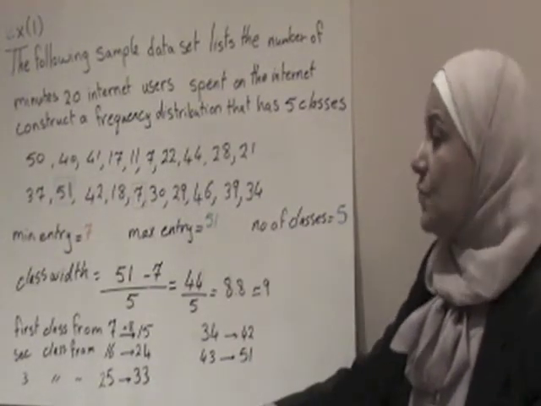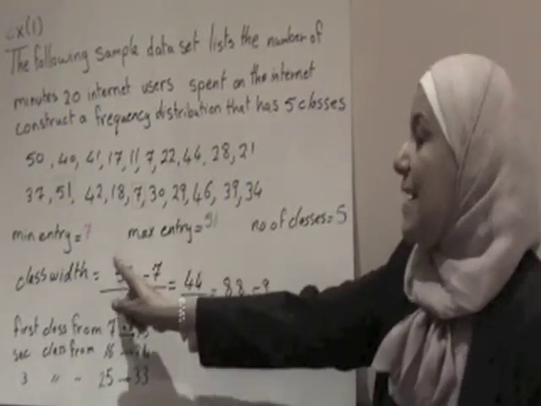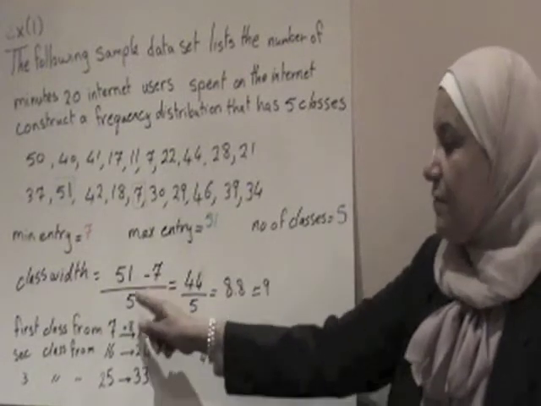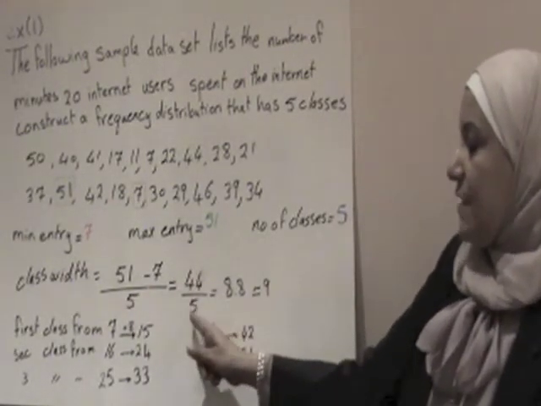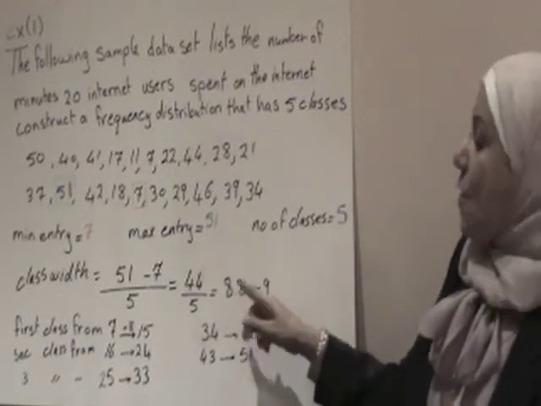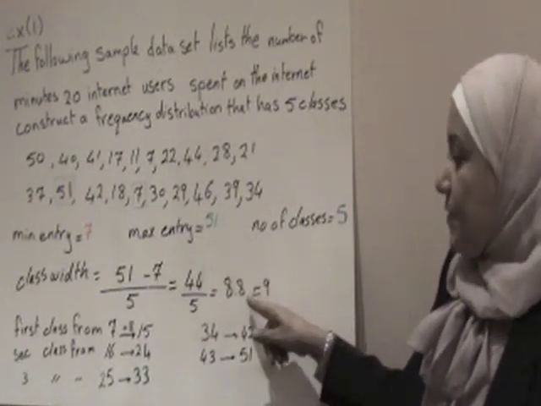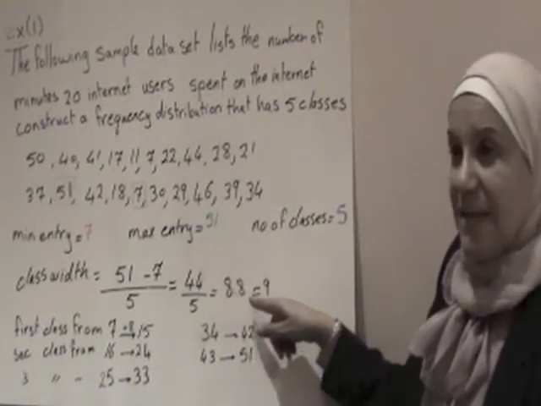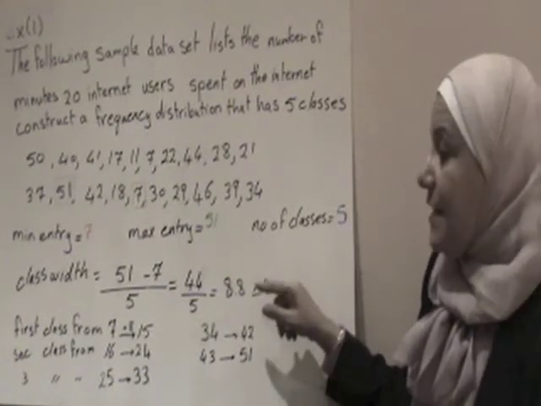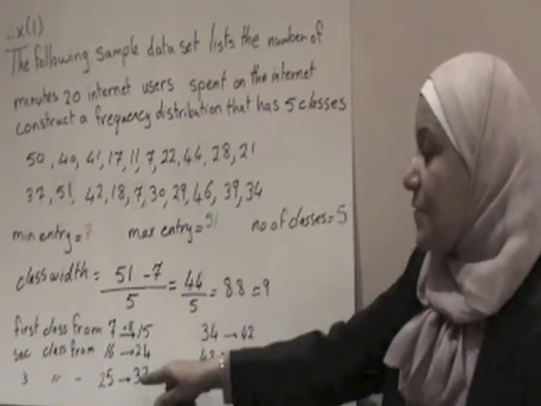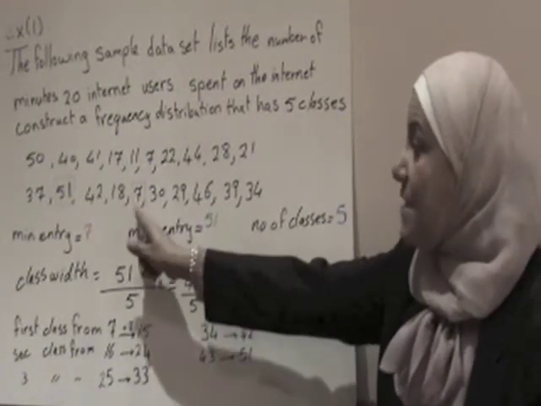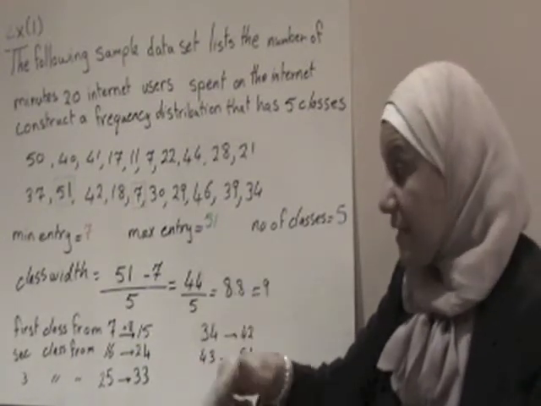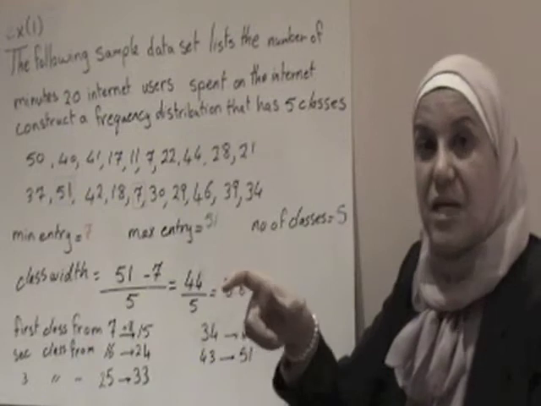So what did we say we're going to do? We said that we're going to take the maximum entry minus the minimum entry divided by the number of classes, which is 5. I get 44 divided by 5, which is 8.8. Almost 9. It is very important that if you get a decimal number, you add 1 or approximate it to the nearest whole number. And then, how many classes do I have? I have 5. Starting from the minimum entry, which is 7, the class width altogether, including the first entry, should be 9.